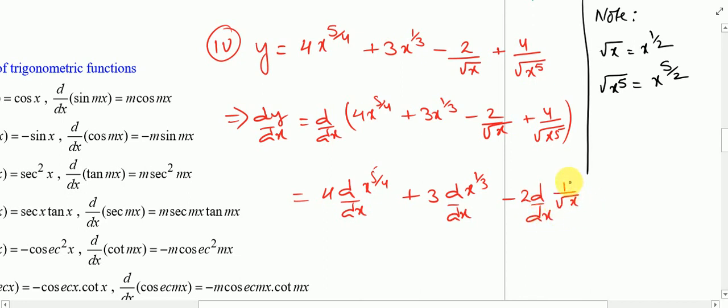Yes, but 1 by root x. Firstly, root x can be written as what? X to the power half. Okay, see, this can be written as 1 by x to the power half, and then you don't want this in the denominator. So how you can write? You can write like this. Yes, so 1 by root x can be written as x to the power minus half.